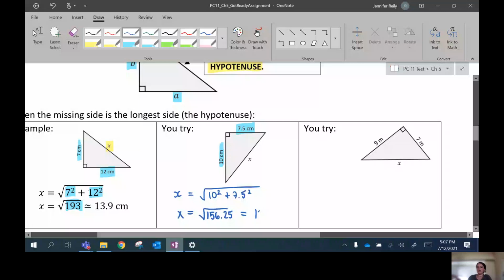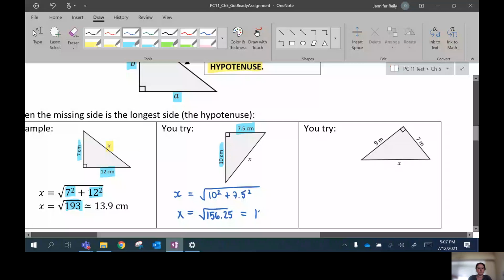Okay, what if you are not given the two legs and you are given the hypotenuse instead? Then you would simply, instead of adding, you would just subtract. So let's look at this example here. Let's say we know the hypotenuse, the longest side, and you know it's the hypotenuse because it's always across from the right angle. And let's say you also know one of the legs. So then you would do the hypotenuse squared minus the leg squared, and then take the square root of that.